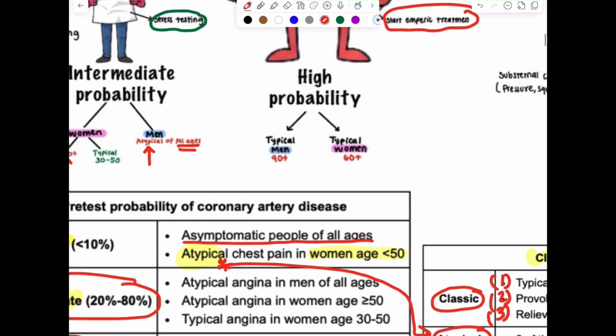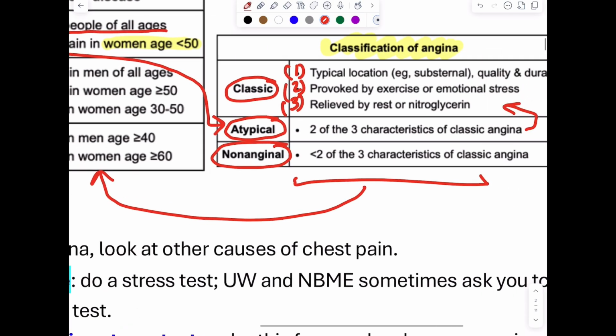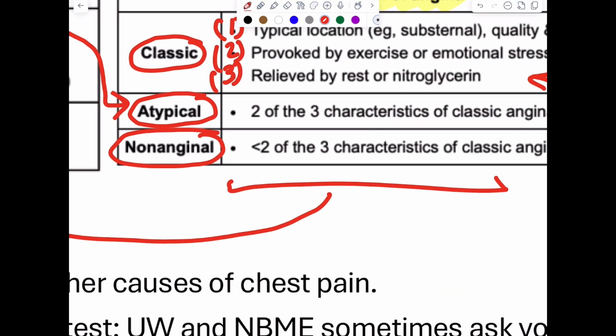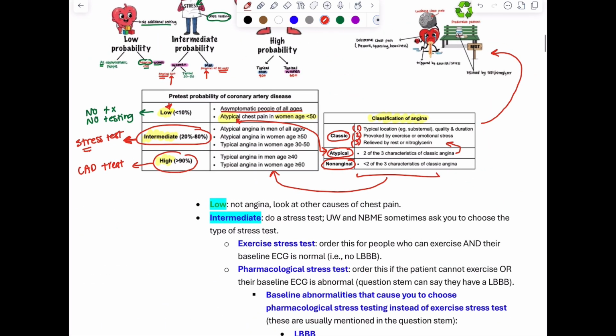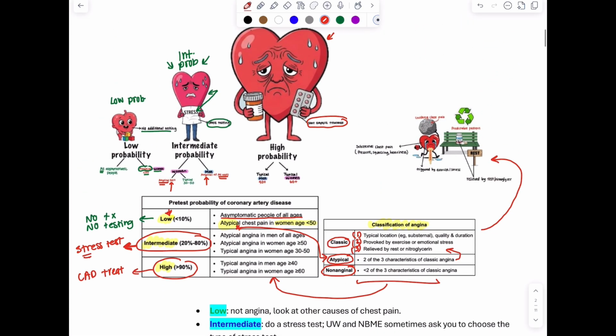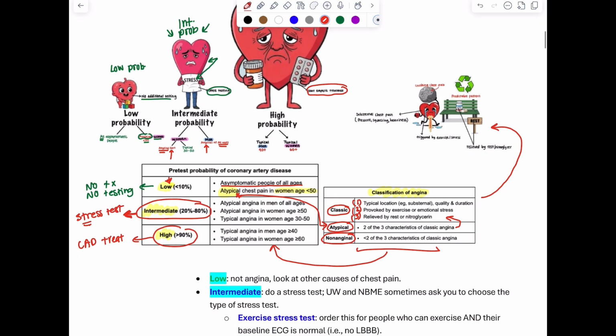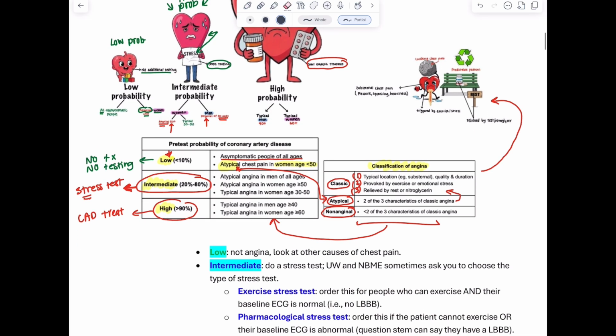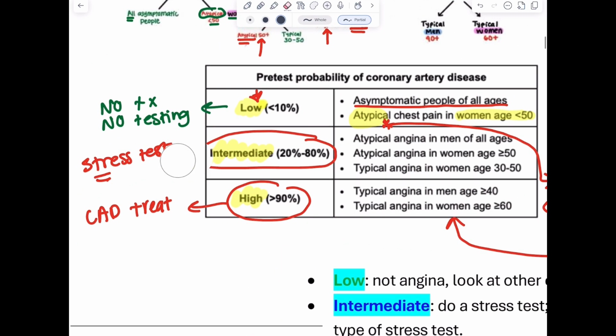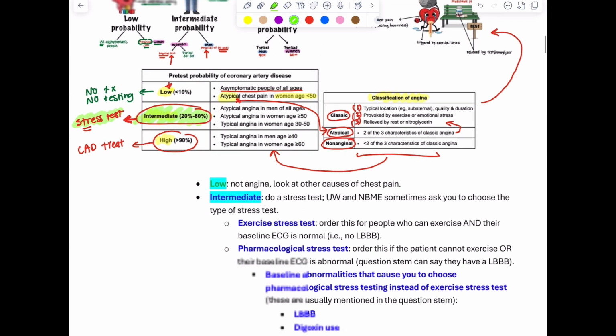And when I say typical or atypical, we're going back to here. Classic is going to be typical, atypical, and then non-anginal. So this right here is going to be very important to memorize. Memorize both tables. Memorize when it is that you have a patient in this category right here, because this patient gets a stress test, okay? And it's going to make more sense as we go because you're going to see how it all comes together.